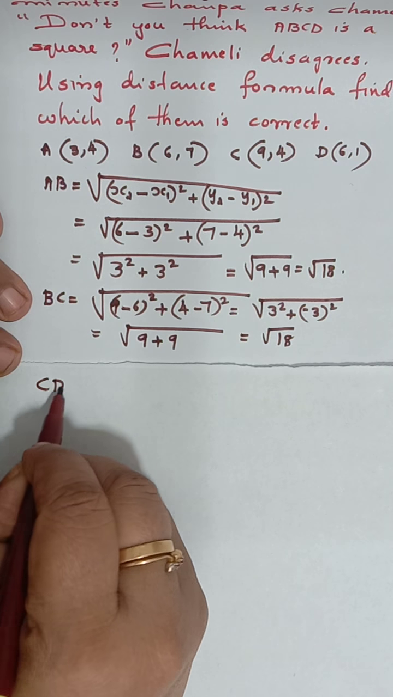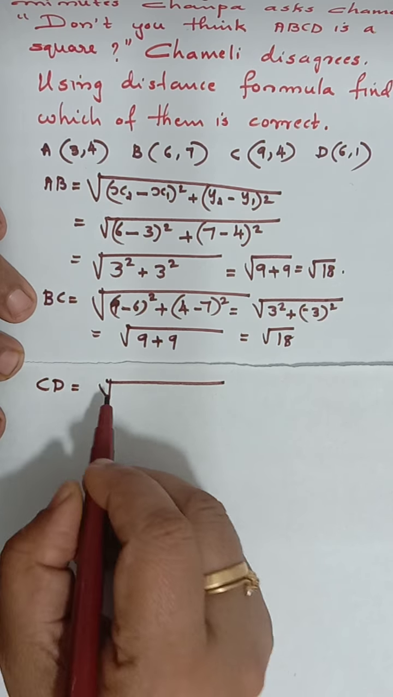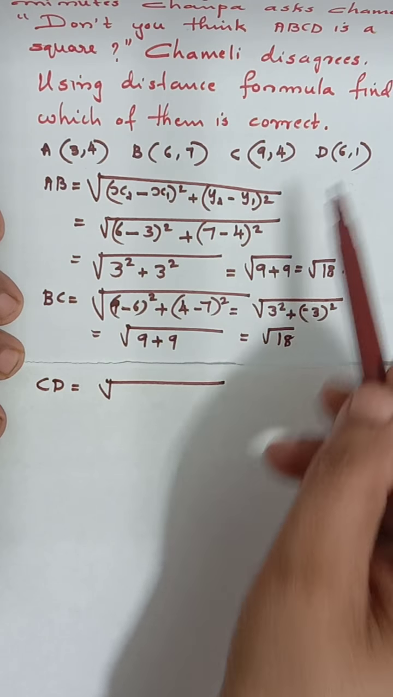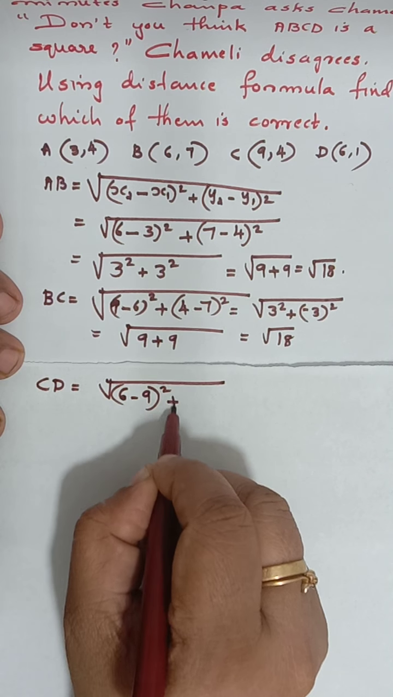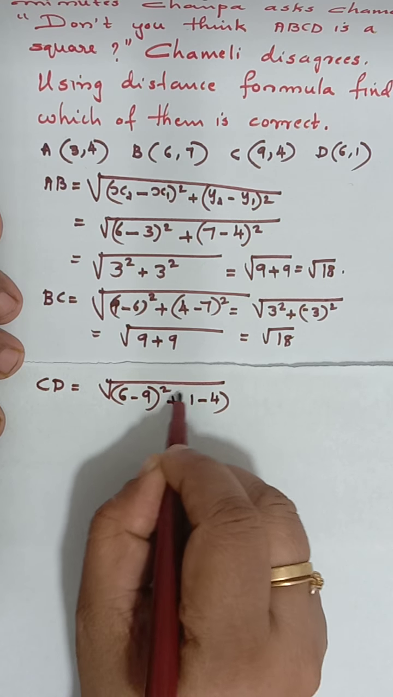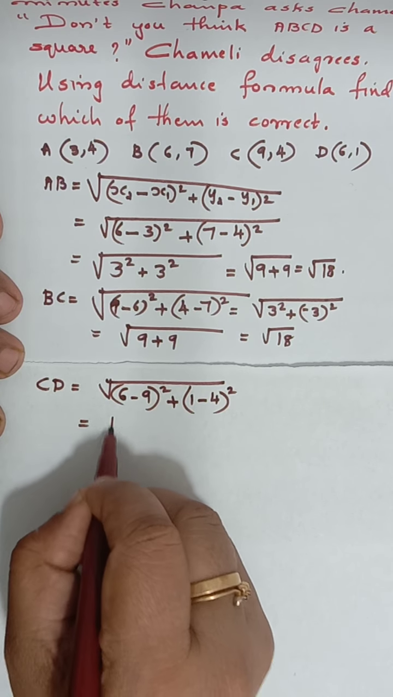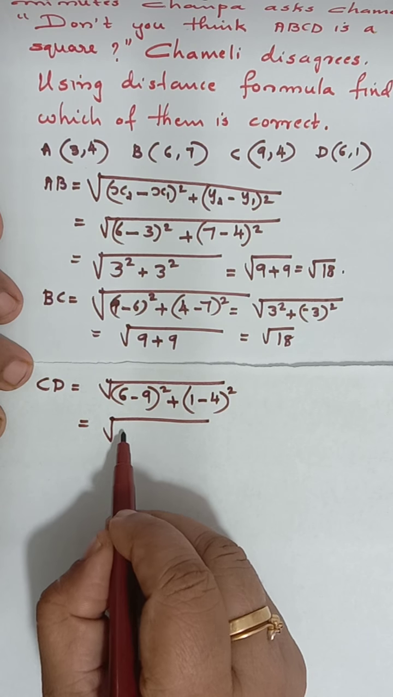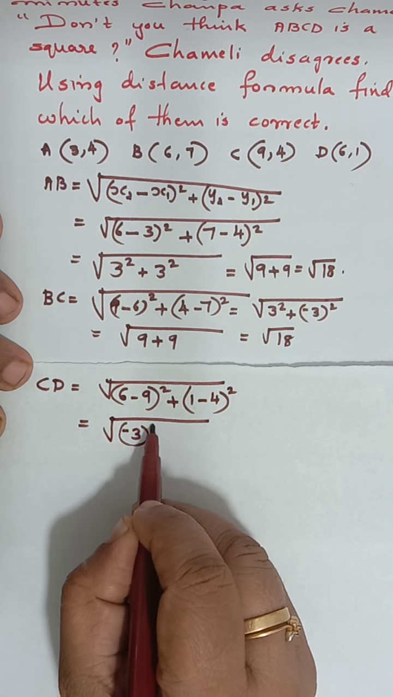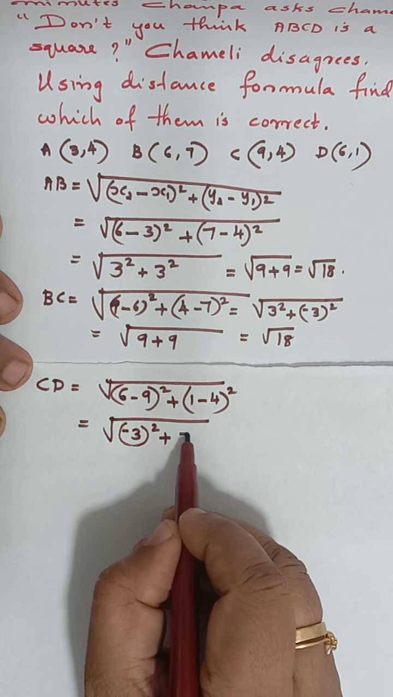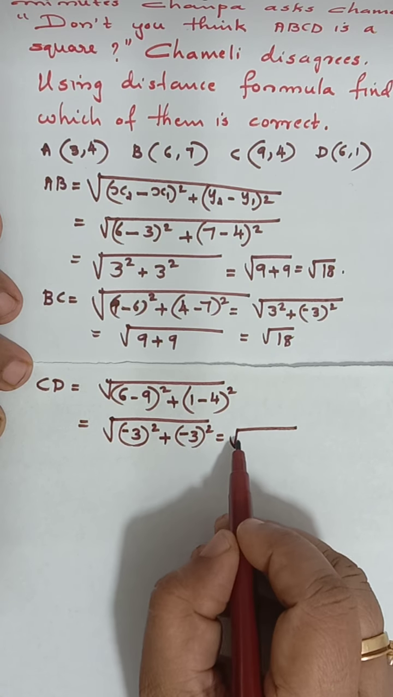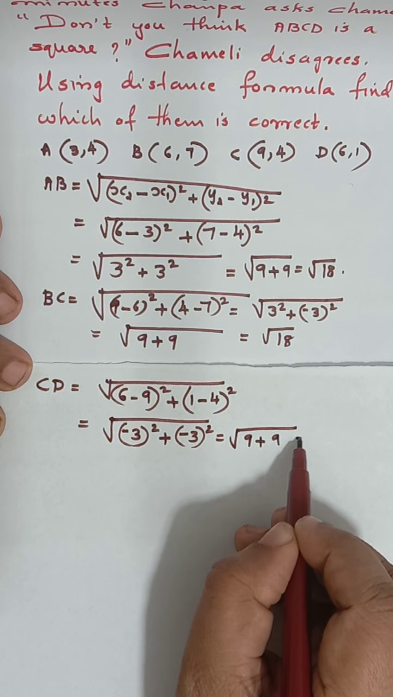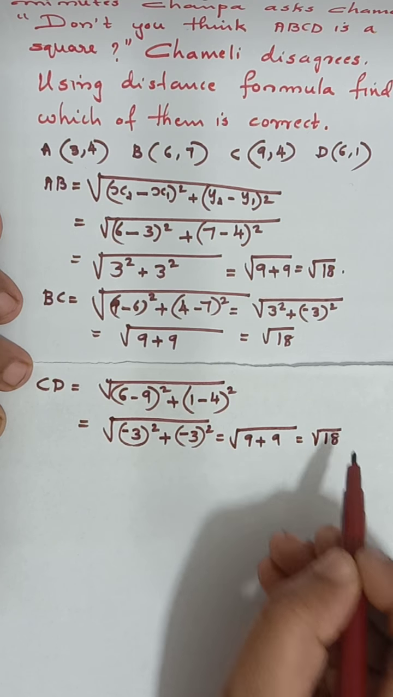CD also using the formula square root of (x2 minus x1) whole square plus (y2 minus y1) whole square. CD is square root of (6 minus 9) whole square plus (1 minus 4) whole square. That's equal to square root of 6 minus 9 is negative 3 whole square plus 1 minus 4 again negative 3 whole square, equal to square root of 9 plus 9, equal to square root 18.